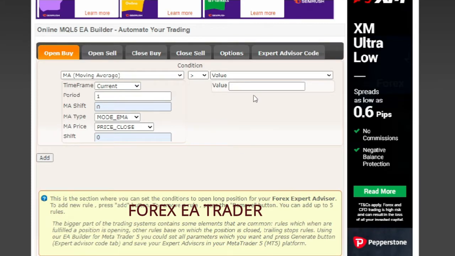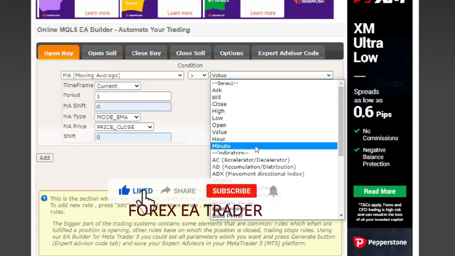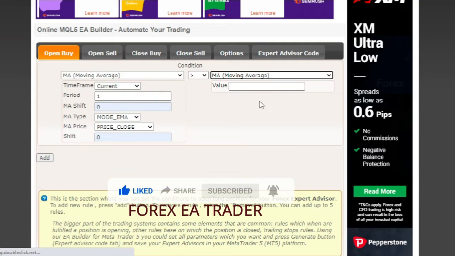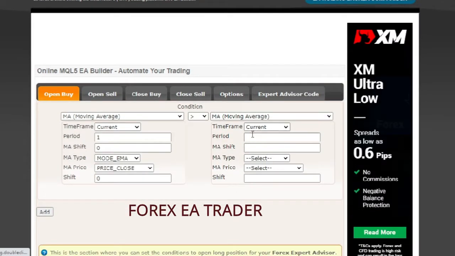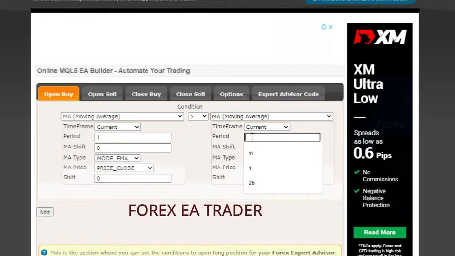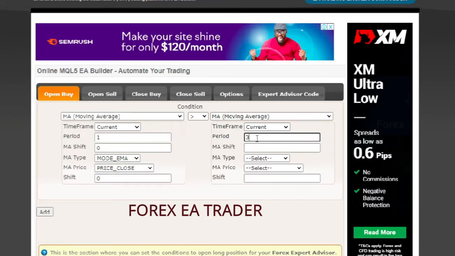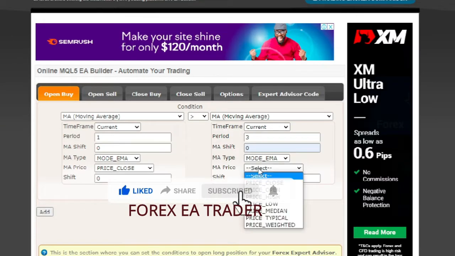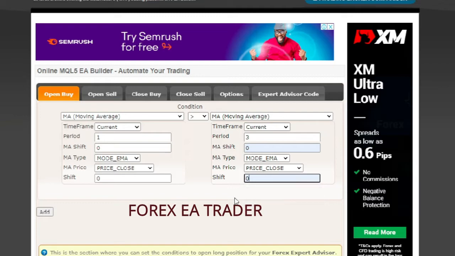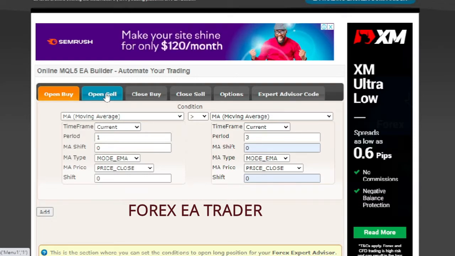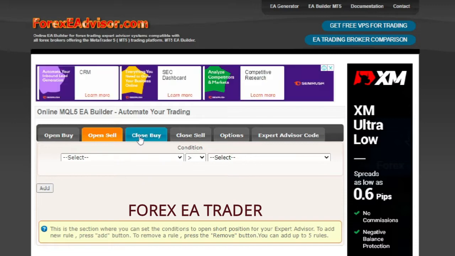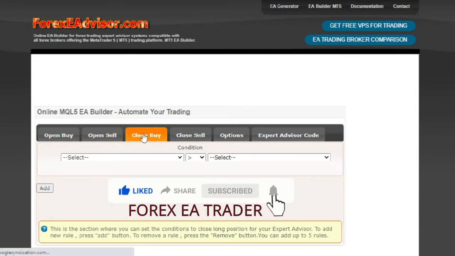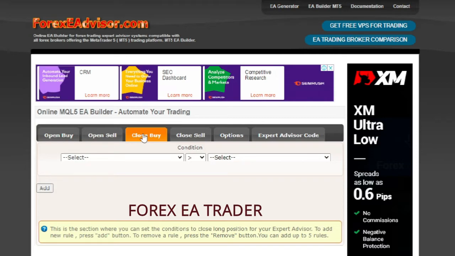If it's moving averages, then the second moving average, maybe we give it a 3, 1 versus 3. I'm just putting guesswork there. And again, EMA, price close, shift 0. Now we've put in a buy condition. Now we are going to skip the sell condition. We are not going to put anything. To close the buy, we are not going to put anything.